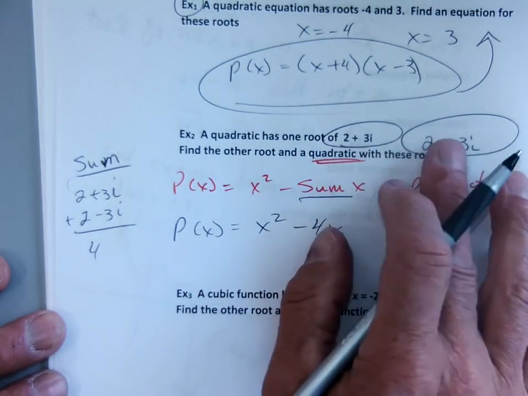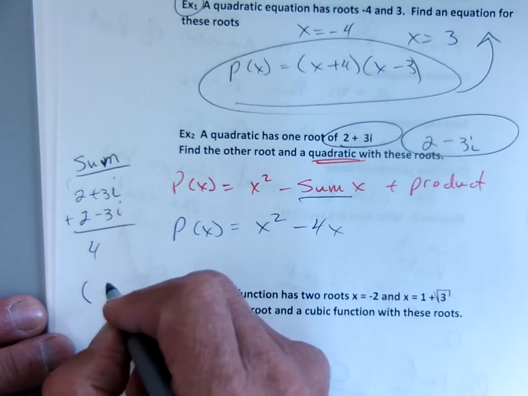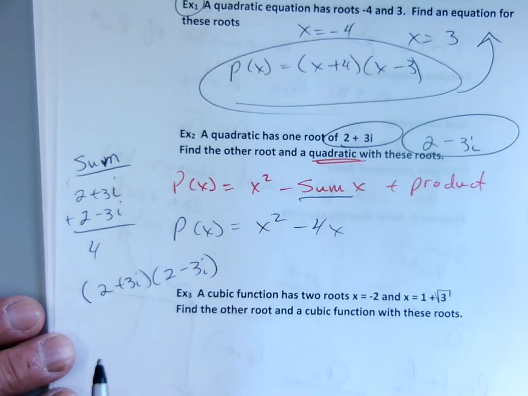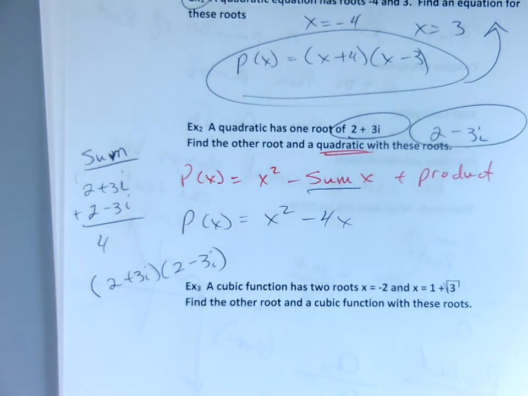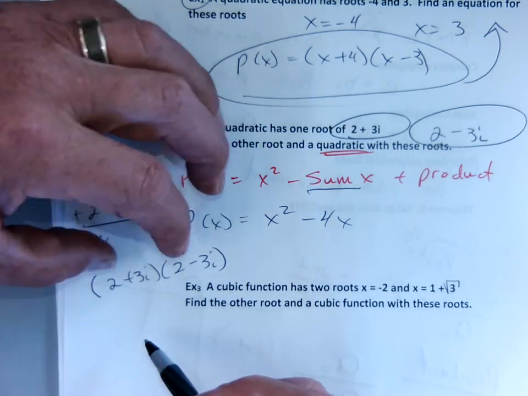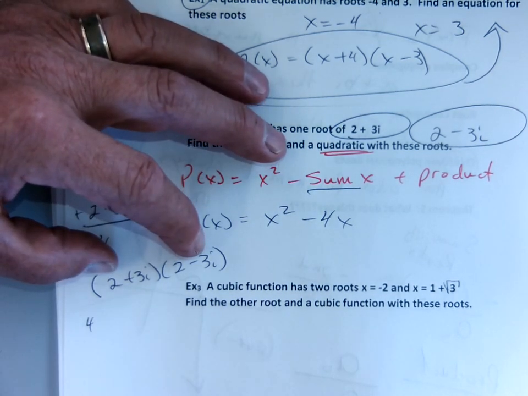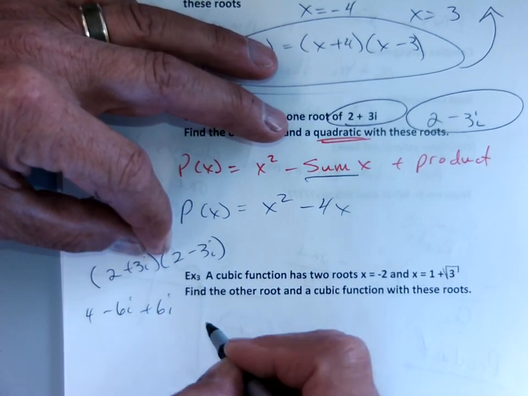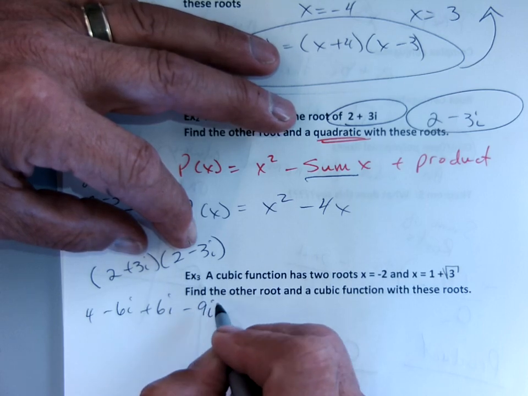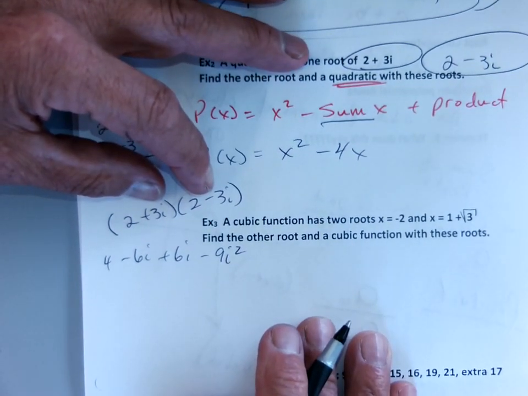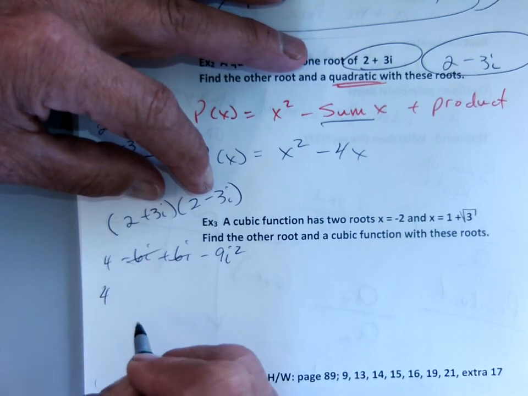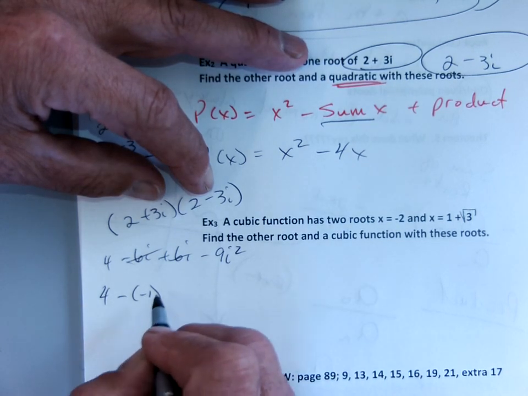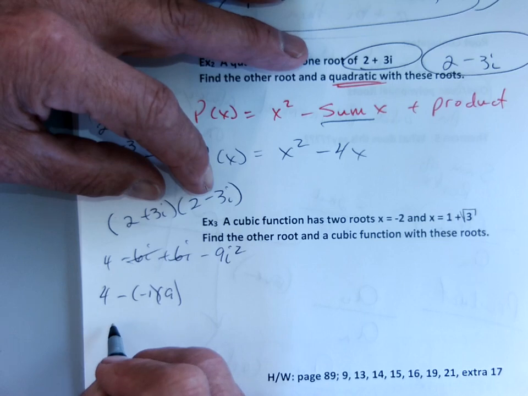Multiply these two, okay? So multiply these two, a little side work. I'll take a 2 plus 3i times a 2 minus 3i, and I'll multiply. Keep in mind, i squared is negative 1, right? So I'll get 4 minus 6i plus 6i minus 9i squared. 4 minus a negative 1, because i squared is negative 1, or 13. So I get 13.